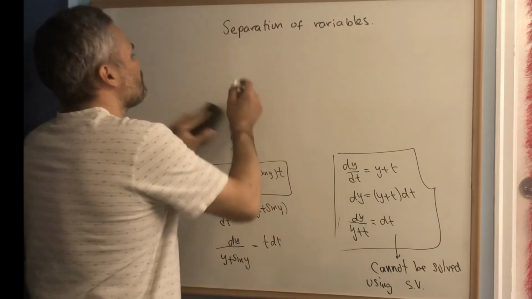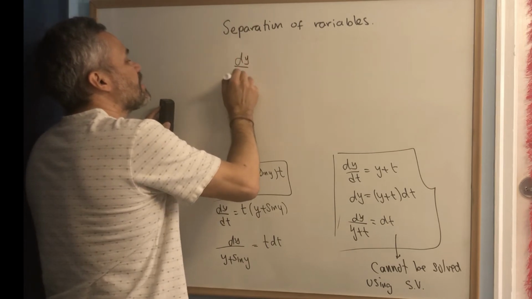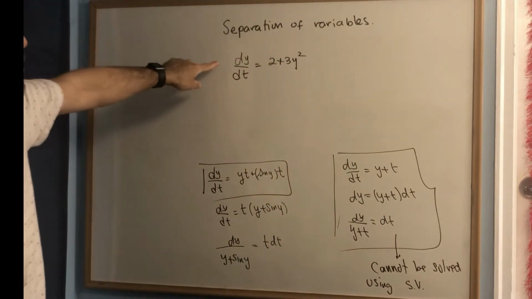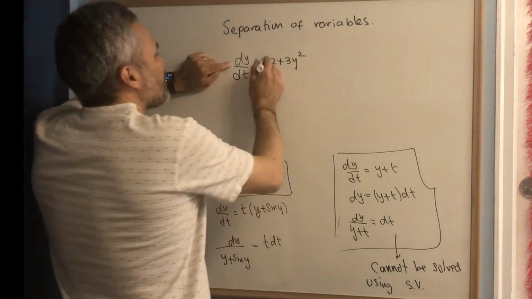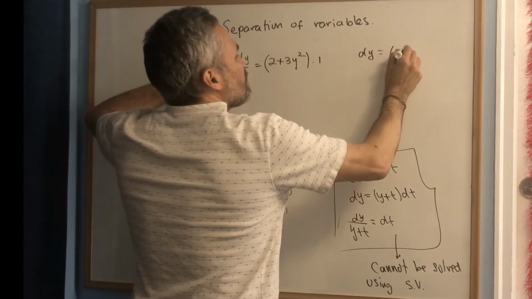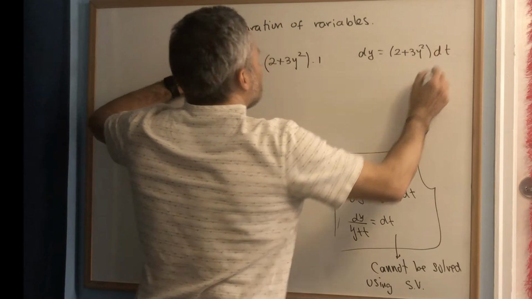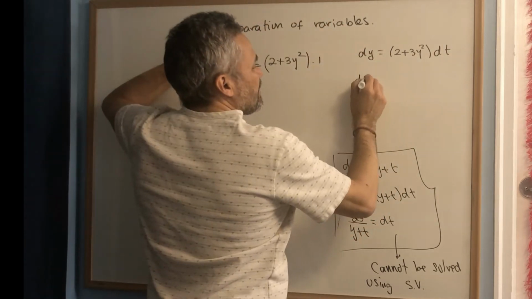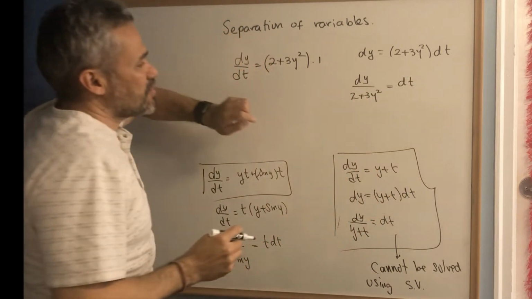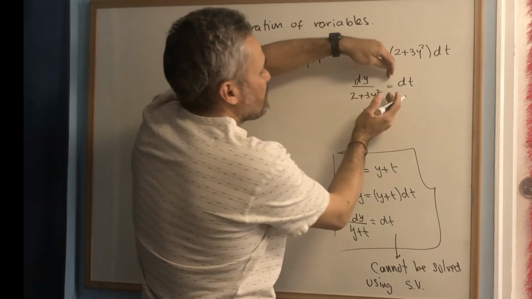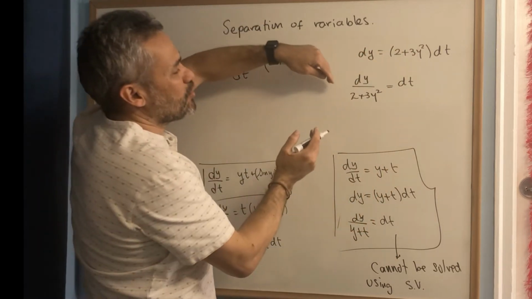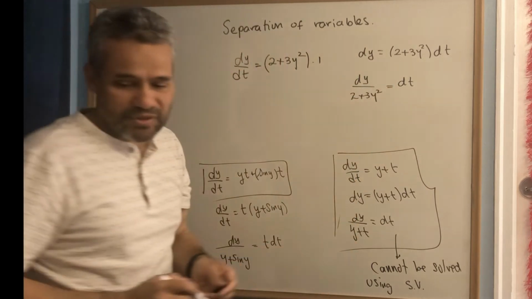Let me do another one. Let's suppose that we have dy/dt equal 2 plus 3y squared. Can we solve this by separation of variables? In this case, we can write this times 1, and then we can rewrite it as dy equal (2 plus 3y squared) dt, and then I can separate it like this: dy over (2 plus 3y squared) equal to dt. You see, I have accomplished my mission. I wanted to have on the right hand side no y's or dy's, and on the left hand side no t's or dt's. Then this can be solved by separation of variables.